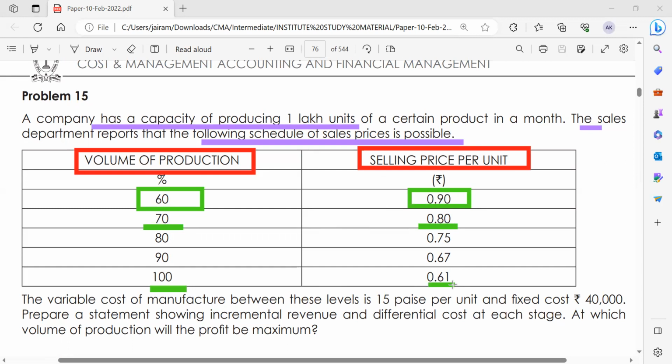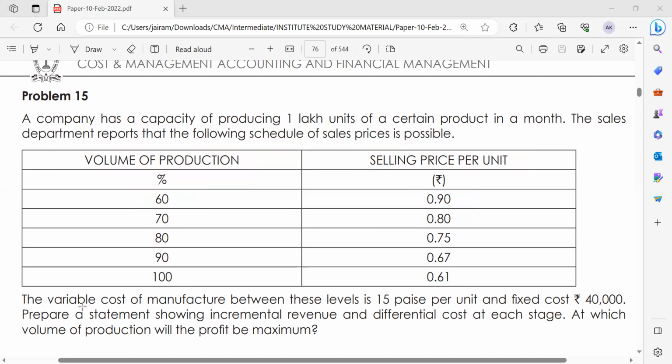Then they have given you V. V for all these levels is the same, which is 15 paise per unit, that is 0.15 in rupees. Total fixed cost they have given is 40,000. It will remain the same for all levels. Okay, let's see what they are asking us.